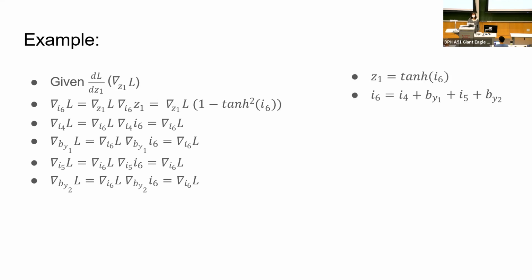Since I6 represents all the parts that combine into the input of the tanh, it's basically the summation of I4, by1, I5, and by2. And since we only add up each part once, the derivatives of the loss with respect to these four terms are simply the same as the derivative of the loss with respect to I6.